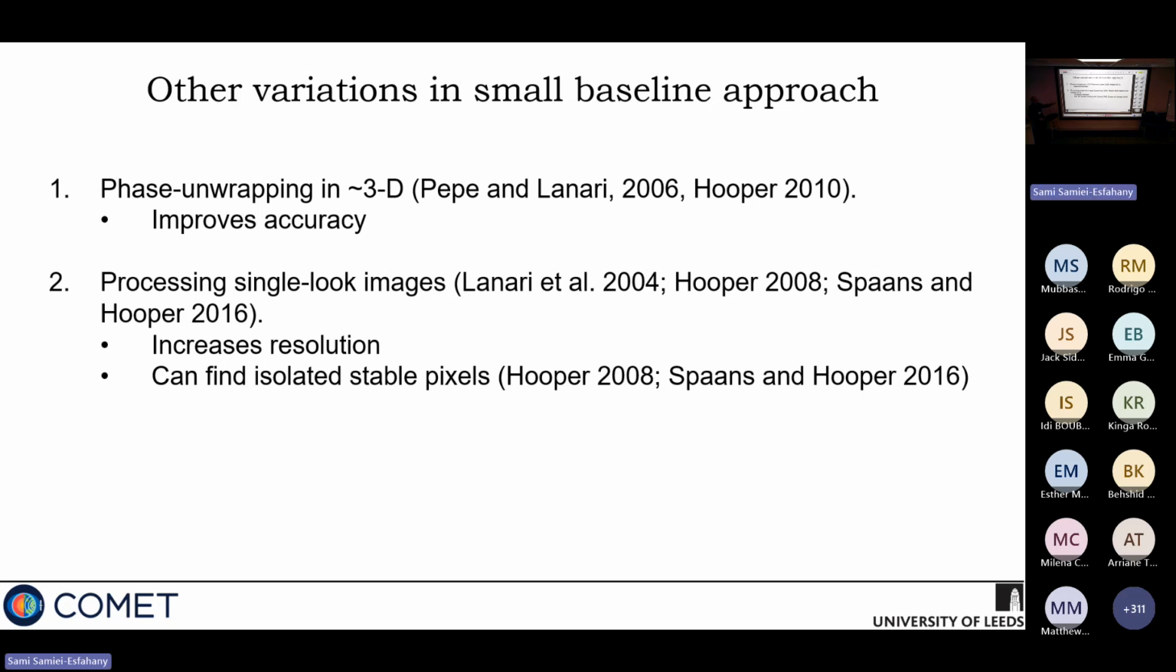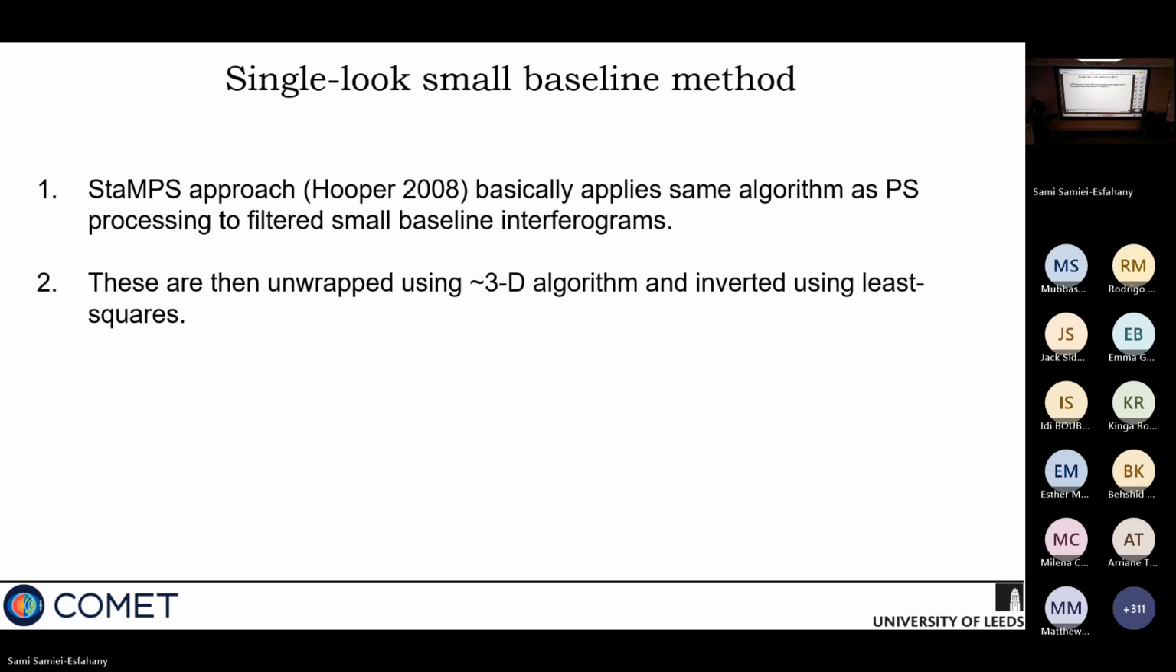Okay, that's nice because you get better resolution. That's important, but also sometimes you can find stable pixels which are isolated, right? So if you've got a good pixel which is surrounded by vegetation, if you just average multi-look, then you just obliterate that signal. So sometimes it's good not to do that. So one of these approaches is the StaMPS approach, and basically it's more or less the same approach as PS, but it's applying this to small baseline interferograms.